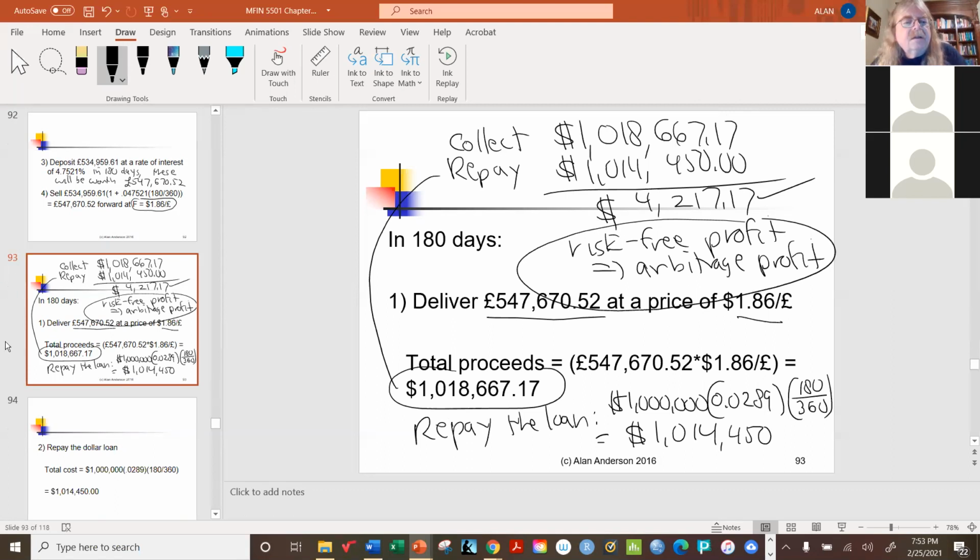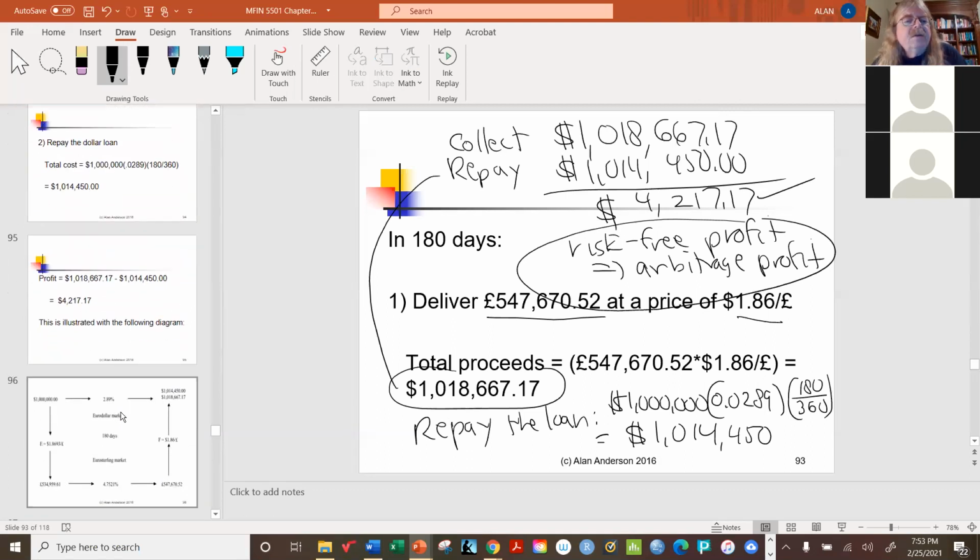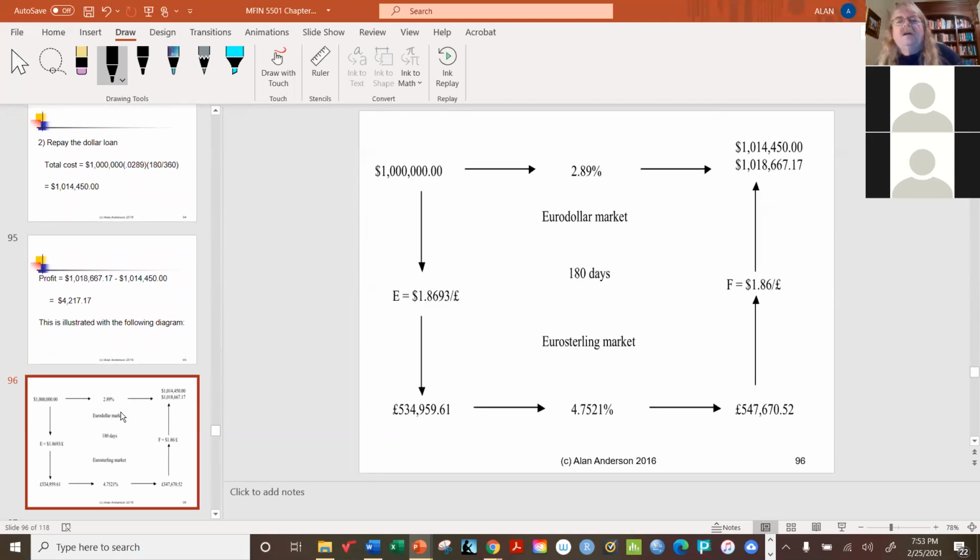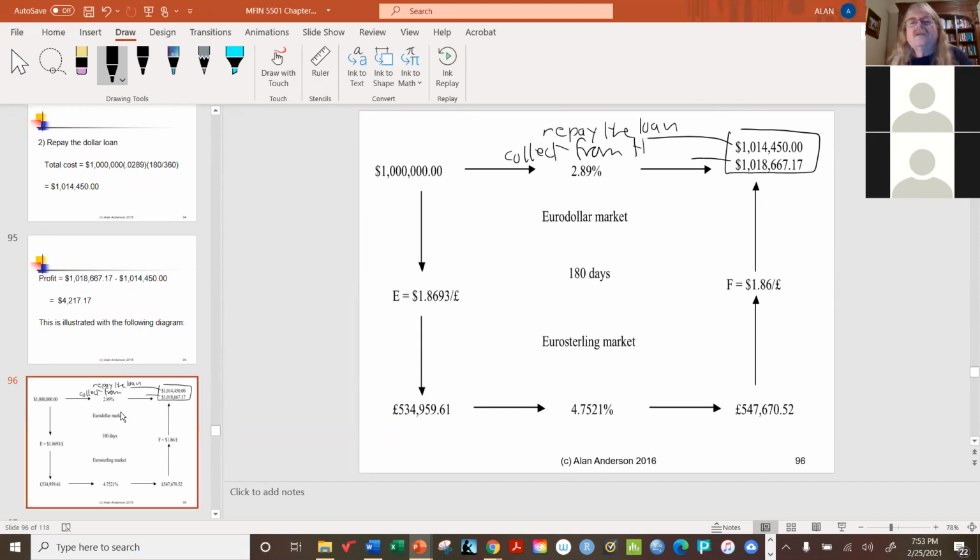Okay, so let's see. Oh, and here's how this shows up in the graph. What's different now is we get two different numbers here. The one on the top is what happens when you repay the loan. And the one on the bottom is what you collect from the forward contract. And so clearly that's a profit. Okay, the quote is off, therefore we can make a profit.